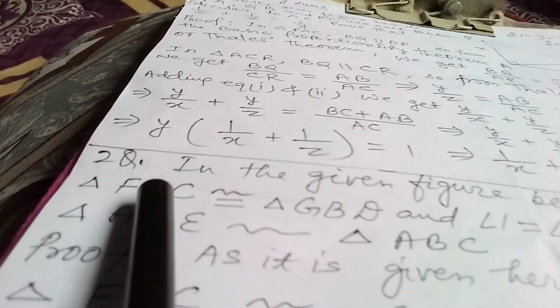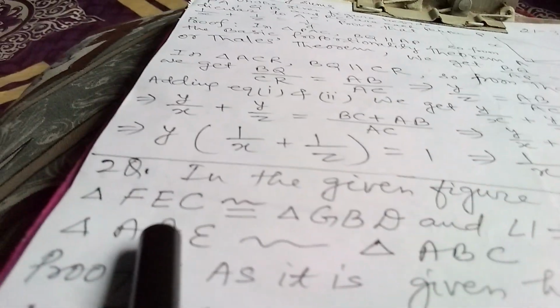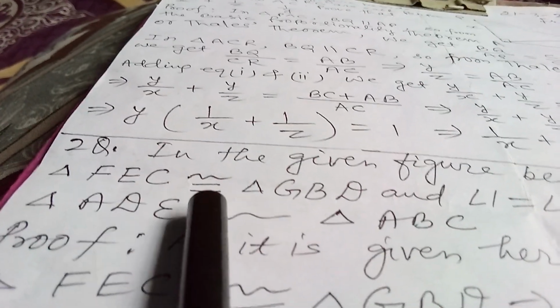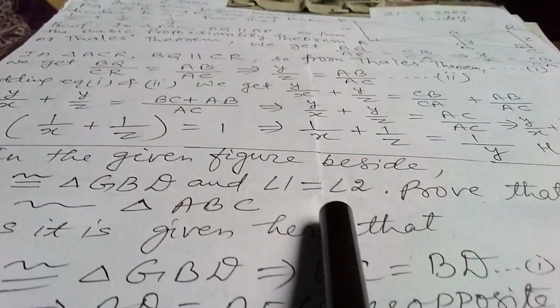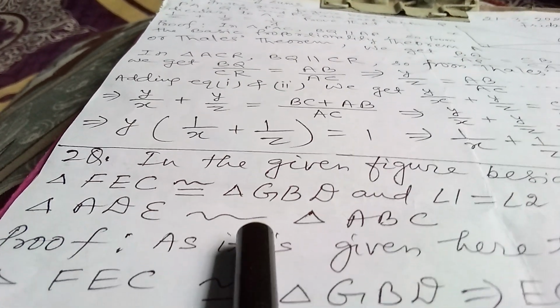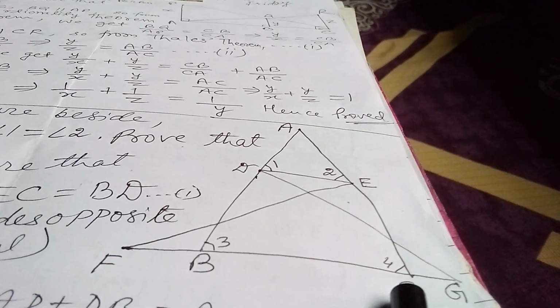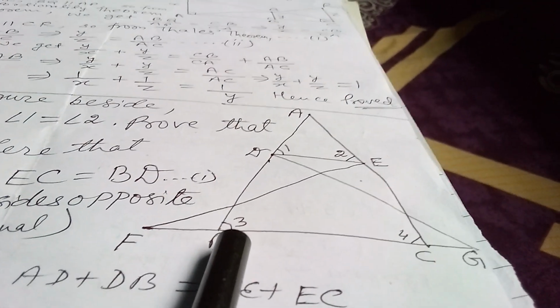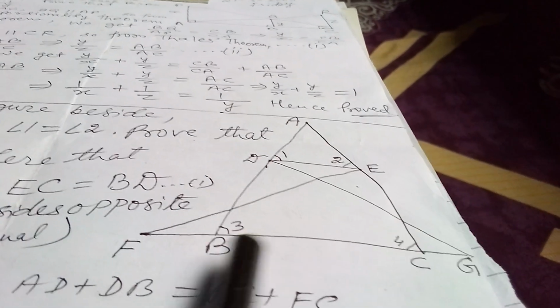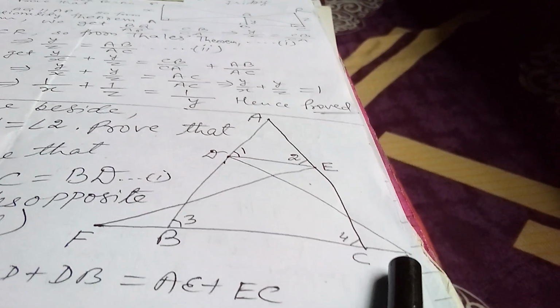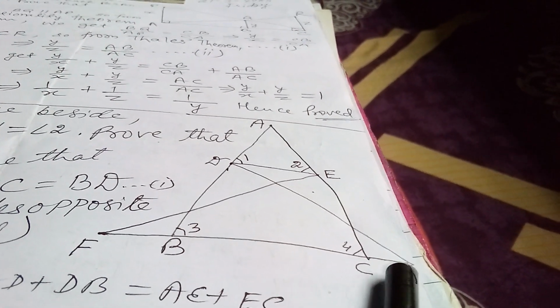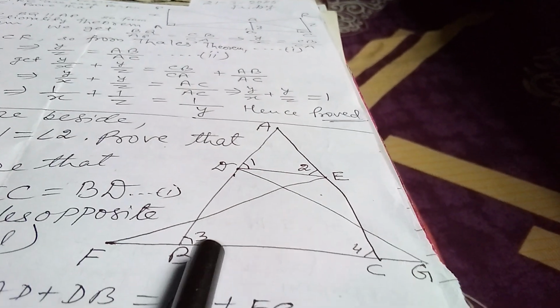Now the second question is, in the given figure beside, triangle FEC congruent to triangle GBD and angle 1 equals angle 2. Prove that triangle ADE is similar to triangle ABC. So this is the figure, ABC, in which BC is produced backward and forward, backward till F, forward till G. So FG is the line on which BC also lies.